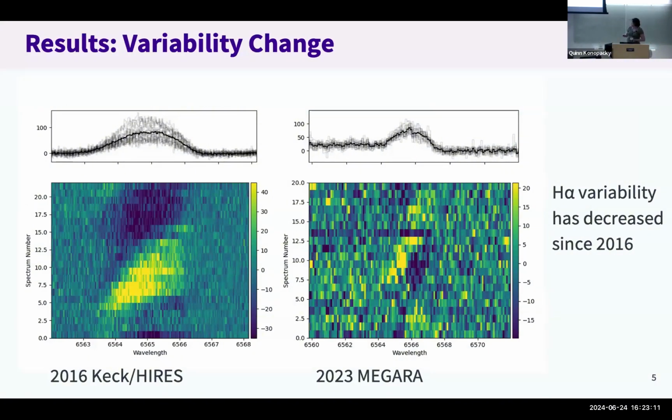The first main result we have is that there's a definite change in the H-alpha variability. These two lower plots are dynamic spectra, basically showing the variability in intensity as a function of wavelength, and all the spectra have had the mean spectrum subtracted off. You can see the mean spectrum in these two upper panels, overlaid over the top of all the spectra. Looking first at the 2016 Keck-HiRES data, you can very clearly see the H-alpha variability. But when we compare to the 2023 MEGARA data, you barely see this variability at all. This is the first sign that the picture we're seeing now is quite different to the picture we were seeing back in 2015, 2016.